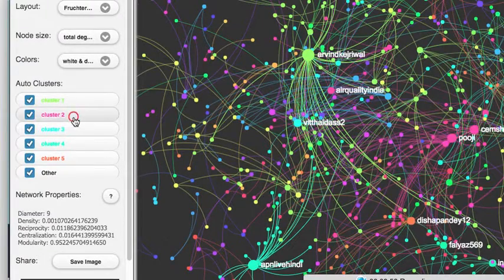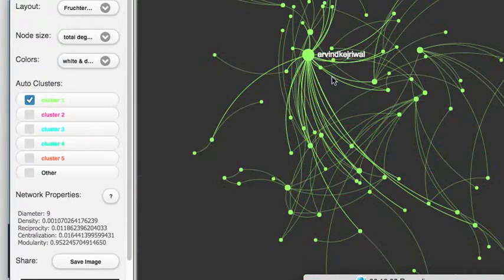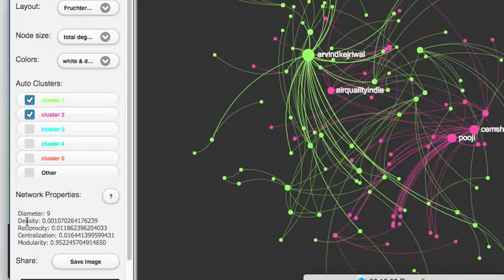So if you would see cluster-wise, the first cluster is just the cluster hovering around the Chief Minister of Delhi. And then, if you would see the other clusters, and also the density and centralization is very low in this particular model.